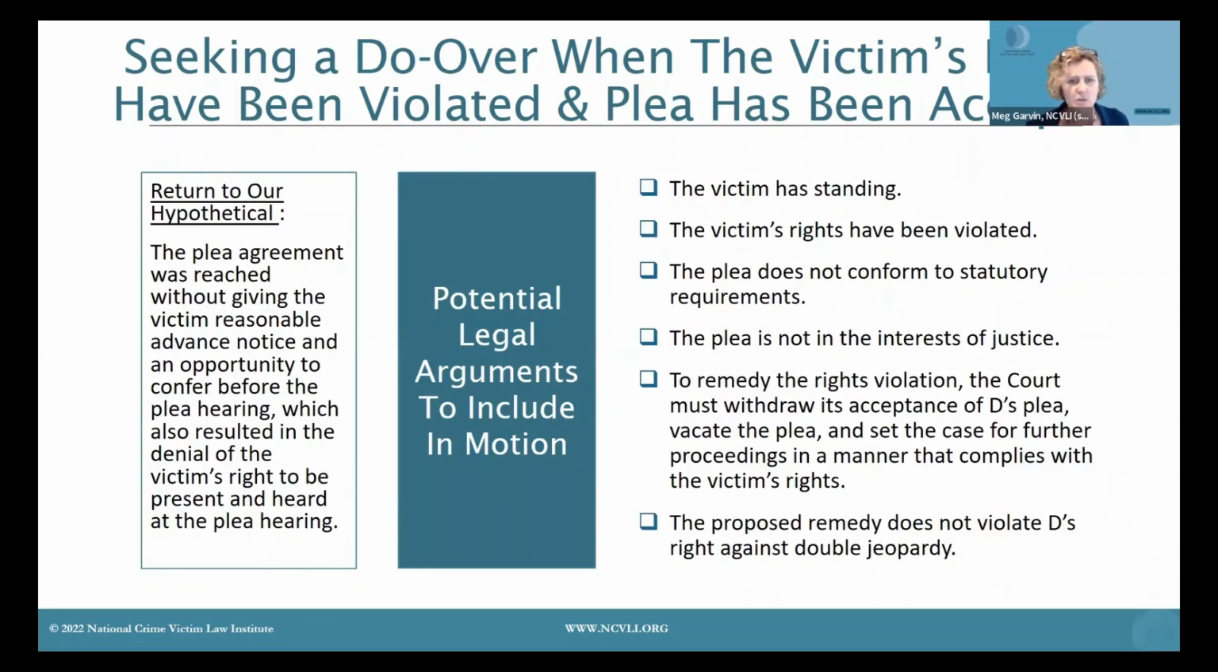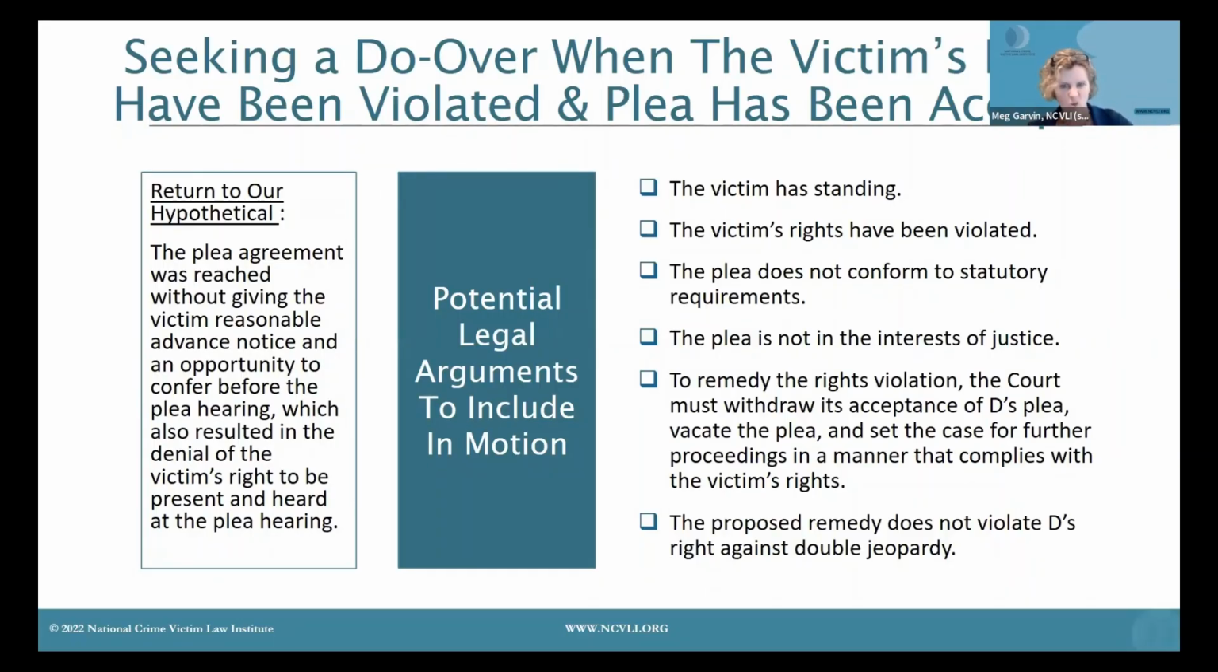The plea is not in the interest of justice. Ultimately, courts across this country have a standard: you accept a plea only if it's in the interest of justice. So yes, you argue victims' rights, but you also argue substantive plea law, and that this is not in the interest of justice. You include in your motion practice that the remedy does not violate the defendant's rights, particularly against double jeopardy.